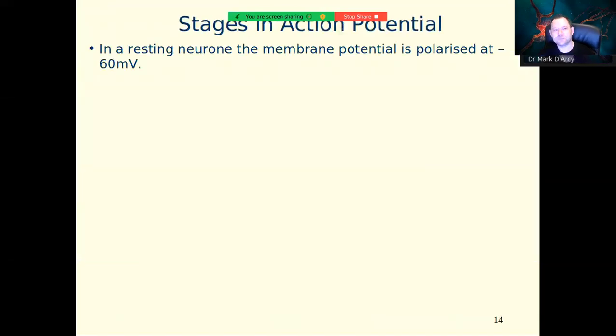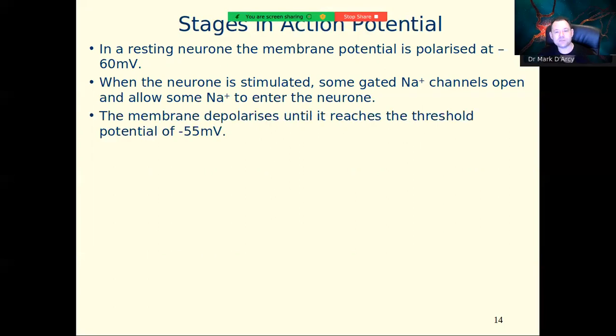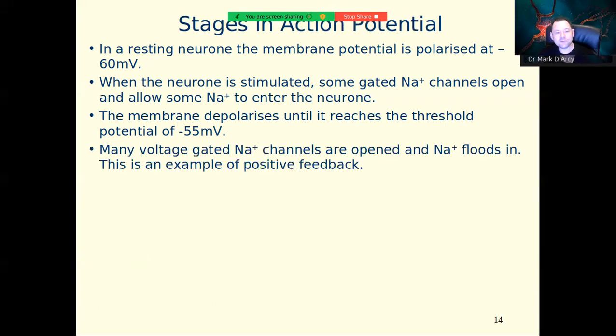So, stages in an action potential. In a resting neuron, the membrane potential is polarized at, well, 60 or 70, actually, millivolts. 70 is the one to remember rather than 60. Sorry about the 60 there. When the neuron is stimulated, some gated sodium channels open and allow some sodium to enter the neuron. The membrane depolarizes until it reaches the threshold potential of minus 55 millivolts. Many voltage-gated sodium channels are opened and sodium floods in. This is an example of positive feedback. The action potential of plus 40 millivolts is then reached.